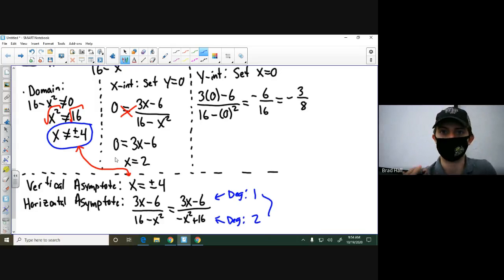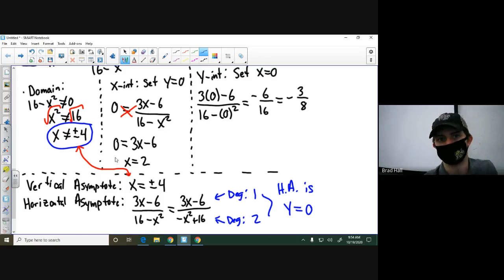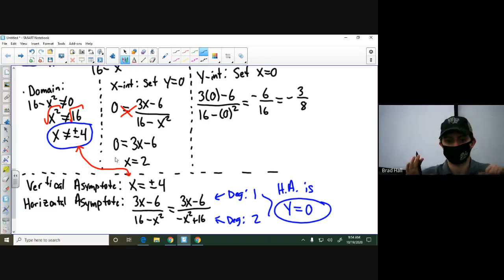So whenever the degree of the denominator is larger, the horizontal asymptote is y equals 0. That's it. No other number, just y equals 0 every time. This will happen every time the largest exponent of the denominator is larger than the largest exponent of the numerator. It's always just y equals 0.